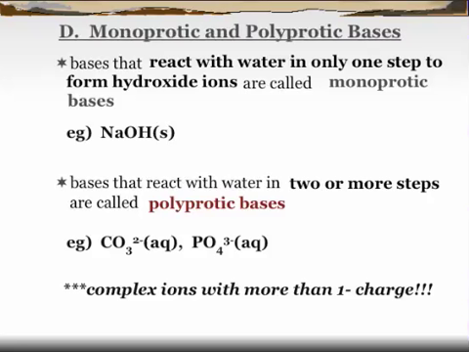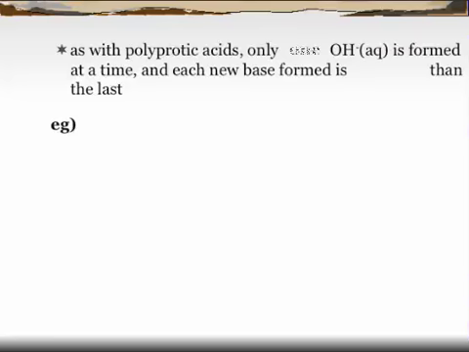So for example, here we have some anions that are polyprotic bases. They tend to be complex ions with more than one negative charge. As with polyprotic acids, only one hydroxide is formed at a time, and each new base formed is weaker than the last. So for example, here we've got CO3 2-.